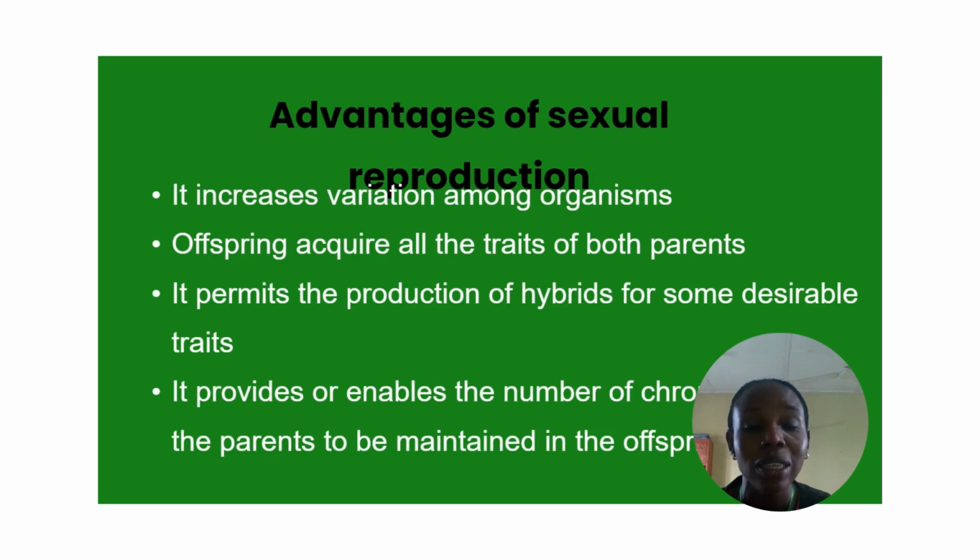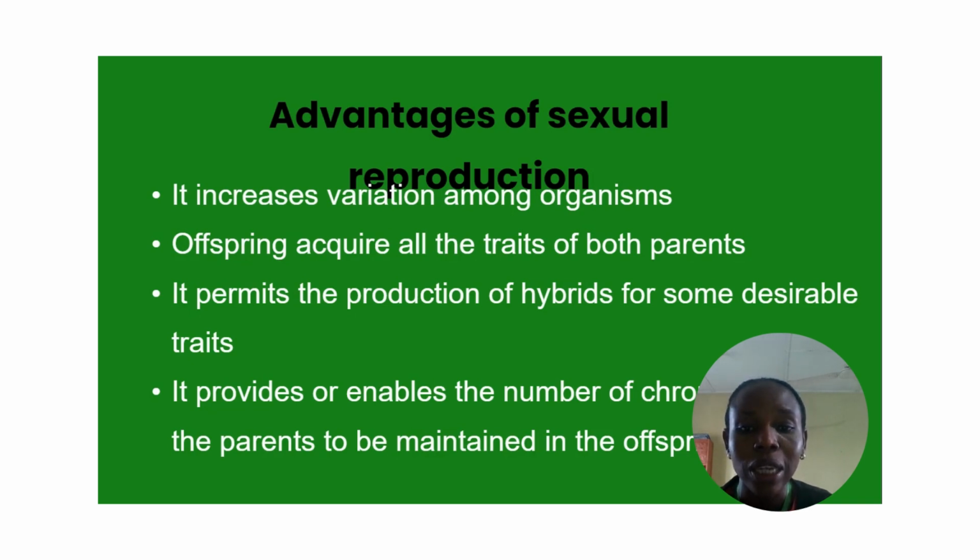Number three is that it permits the production of hybrids for some desirable traits. If you so desire hybrids that are tall, you will ensure that you cross parents that are tall so that you can get your hybrids that are tall. And if you so desire short ones, you cross parents that are short so that you produce that kind of hybrid, pure hybrids of shortness.